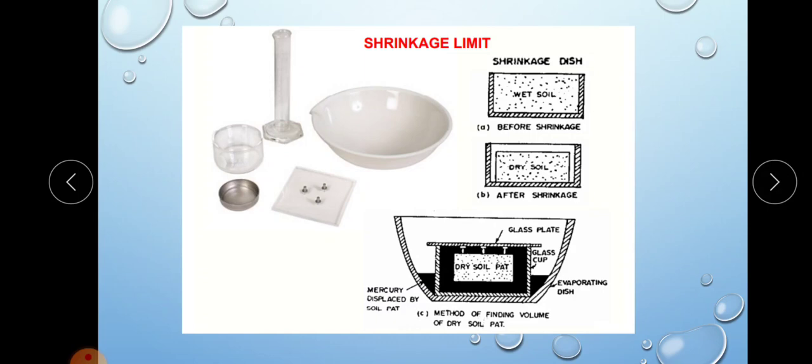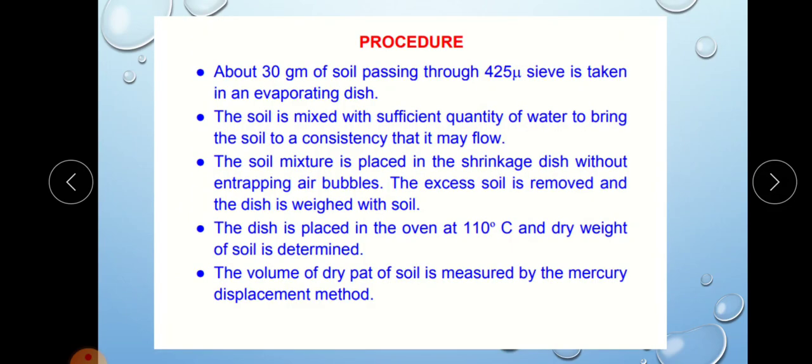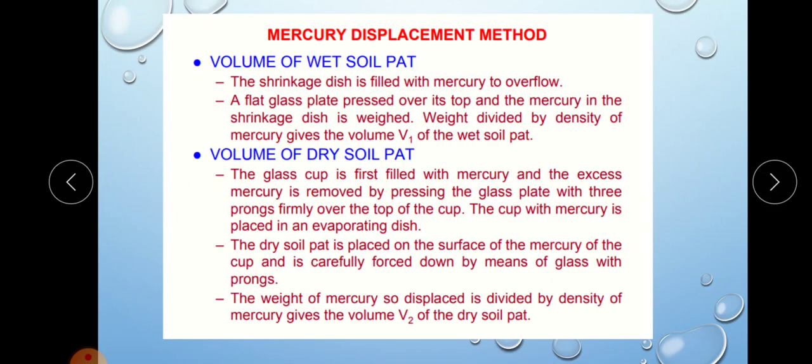And next we have to calculate the volume of dry soil, but the volume of dry soil is not the same as the volume of this shrinkage dish, because after drying there will be a reduction in volume. So for calculating the volume of dry soil there is another method, that is the dry soil pat. We have to calculate the volume of the dry soil pat. Dry soil pat means after drying the shape of this soil mass will be like a coin.